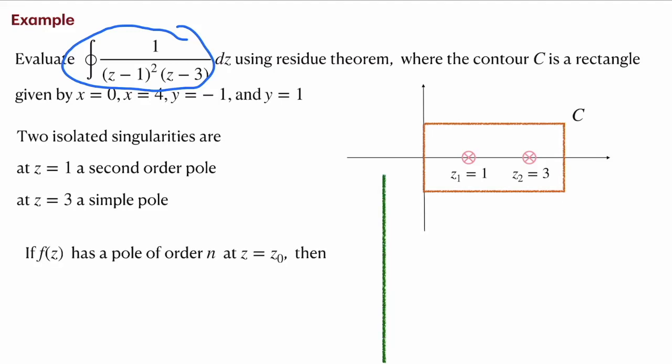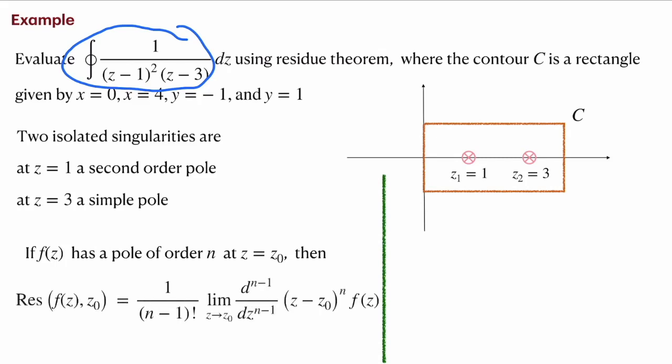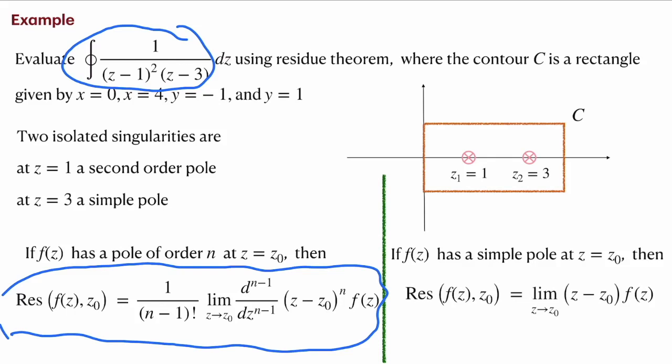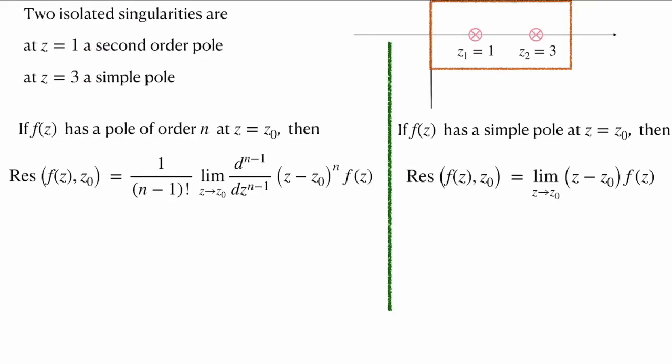Now our first step is to calculate the residue of the function at z equal to z0. We know that if the function has a pole of order n at z equal to z0, then the residue is given by this cumbersome equation. And if the singularity is a simple pole at z0, then it is fairly straightforward. You simply multiply by z minus z0 and take the limit of z going to z0 to compute the residue. Let's compute the residue at both these singularities.